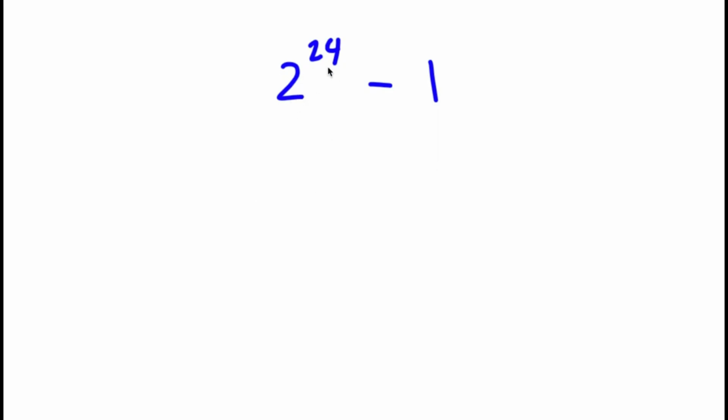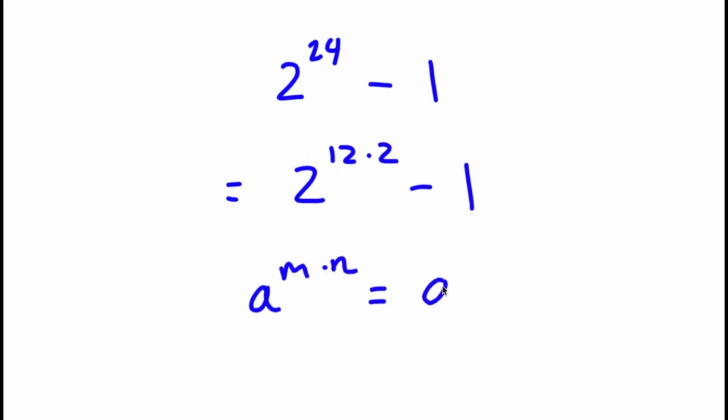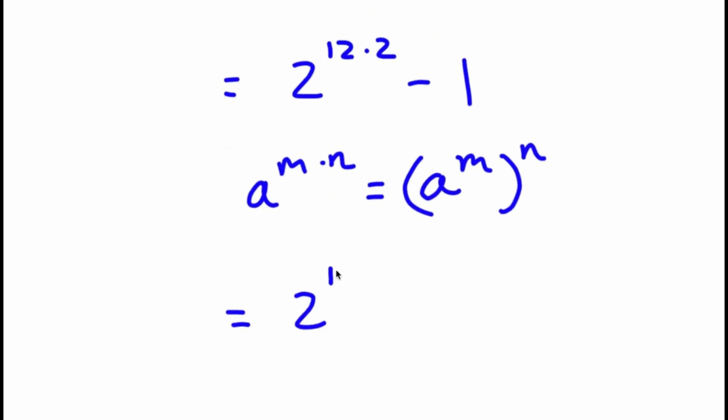Alright, so I have 2 to the power of 24 minus 1. Now, 2 to the power of 24 is the same thing as 2 to the power of 12 times 2, minus 1. And now if I have something in the form a to the power of m times n, this is equal to a to the power of m, to the power of n. So in this case, 2 to the power of 12 times 2 is the same thing as 2 to the power of 12 to the power of 2. Now I have this minus 1.